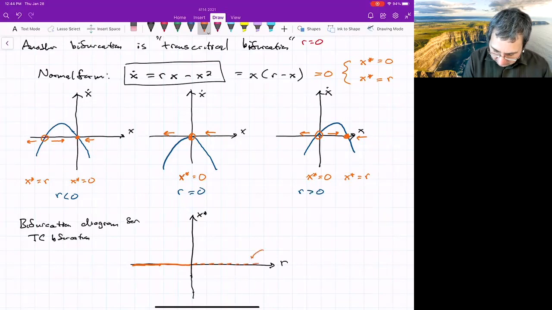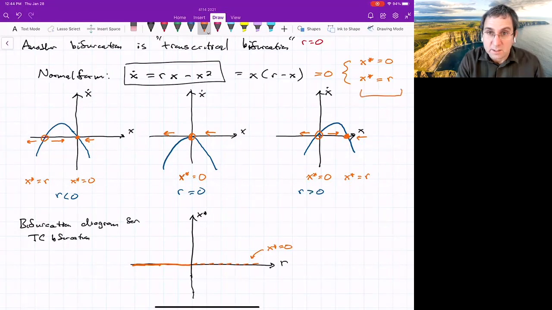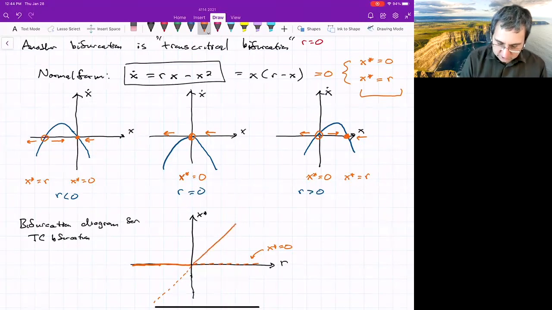So that is x star equals 0. The other equilibrium point, looking up here in the upper right, is x star equals r. So that just means it's a straight line, slope 1, before the bifurcation point. For r less than 0, that's an unstable point, and then greater than 0, it's a stable point. So that would be our diagram.